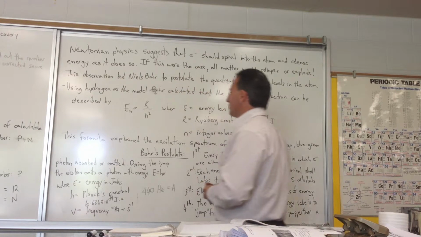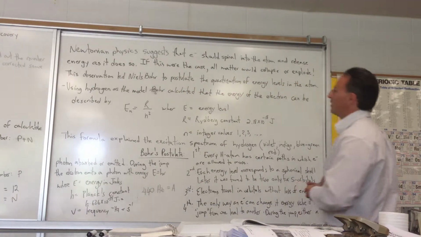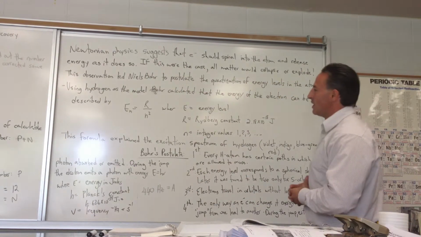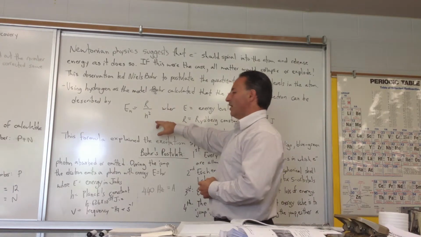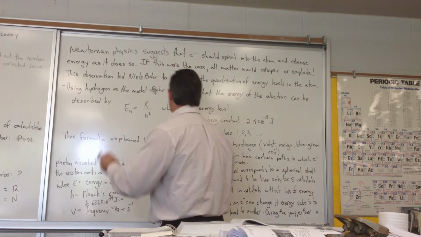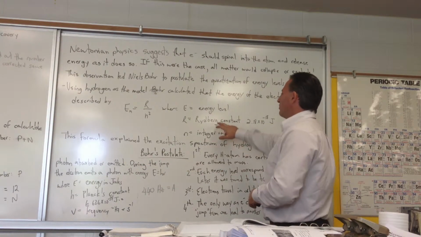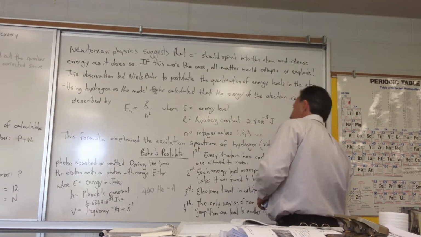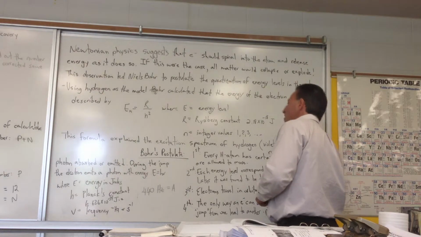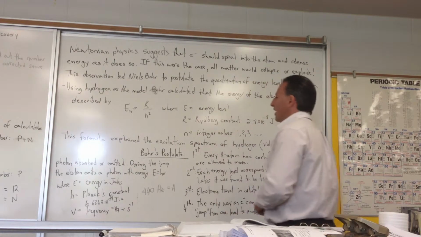And using hydrogen as the model, Bohr calculated that the energy of the electron can be described by E equals R over n squared, where E is the energy level, R is the Rydberg constant at 2.18 times 10 to the minus 18 joules, and n is an integer value.